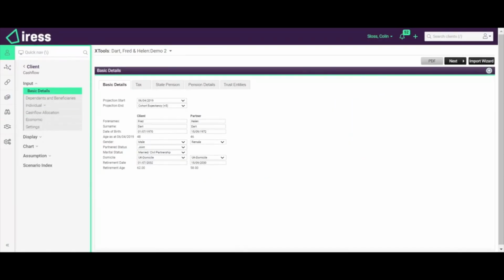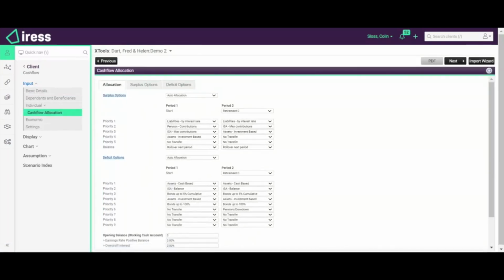There are some fantastic tools in Xtools which show things like cash flow allocation, and one of the tools we have here is called auto allocation, where you can decide what priorities the client's got. In this case, we're going to pay off any debt by interest rate, so get rid of the expensive credit card, move on to paying off the mortgage, then optimize pension contributions, ISA contributions, and so on.